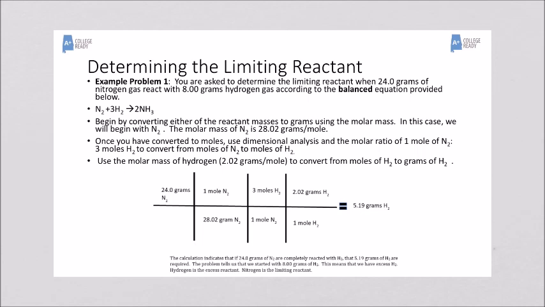So, to do stoichiometry problems involving limiting reactants, you first have to determine what the limiting reactant is. In this case, we're asked to determine the limiting reactant when 24 grams of nitrogen gas react with 8 grams of hydrogen gas according to the balanced equation below. So the same equation we've used in the last couple of problems. We're first going to convert the mass of either of the reactants to moles.